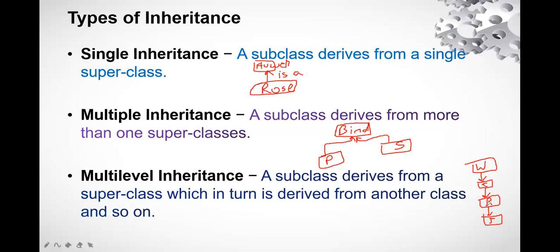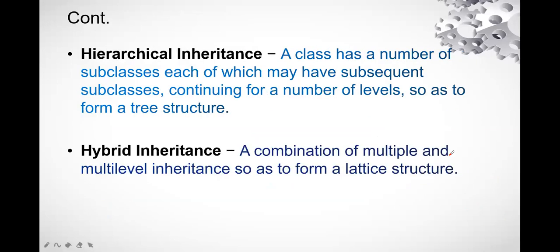Jaipur is derived from Rajasthan. Rajasthan is derived from India. India is derived from world, and so on and so forth. So this is called the multi-level inheritance. Then we have the fourth one, which is called hierarchical inheritance. What is this hierarchical inheritance? Hierarchical inheritance is a class has a number of subclasses, each of which may have subsequent subclasses continuing for a number of levels so as to form a tree structure.